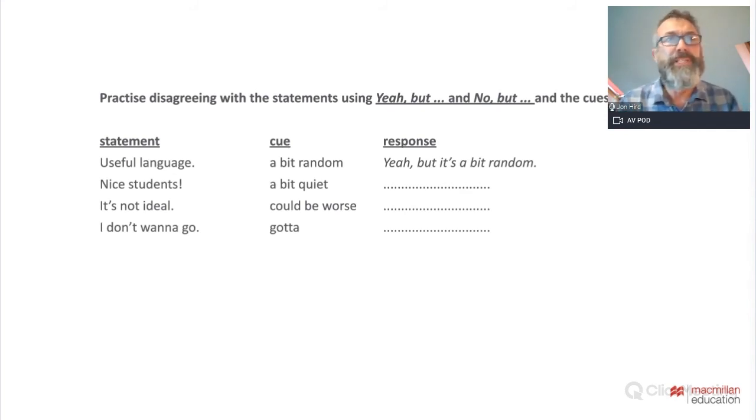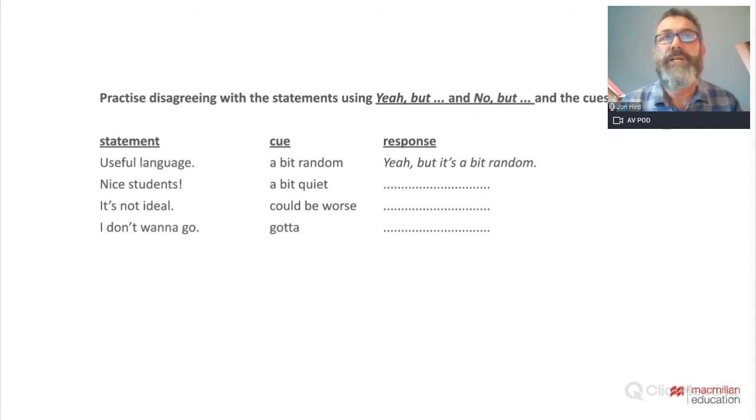I do apologize. So how can we practice this yeah, but and no, but? Okay, as an example, or the yeah and. Simple little exercise, and this is what I do in the classroom. Useful language, yeah, but it's a bit random. Nice students, yeah, but they're a bit quiet. It's not ideal, no, but it could be worse. I don't want to go, no, but we gotta. Okay, that's the kind of exercise that I do in the classroom to get the ball rolling.